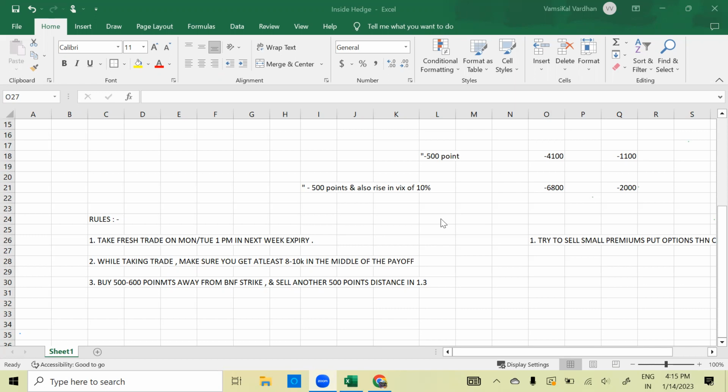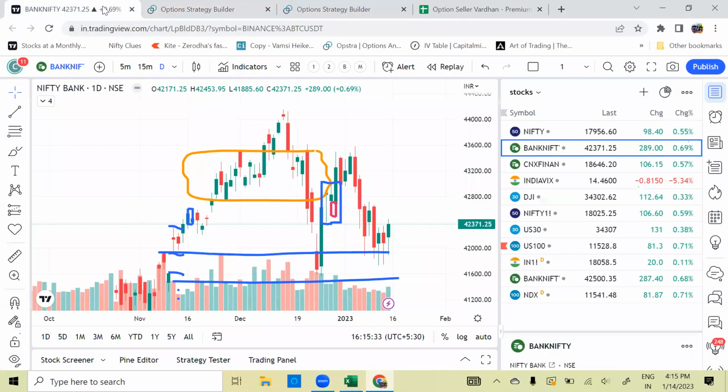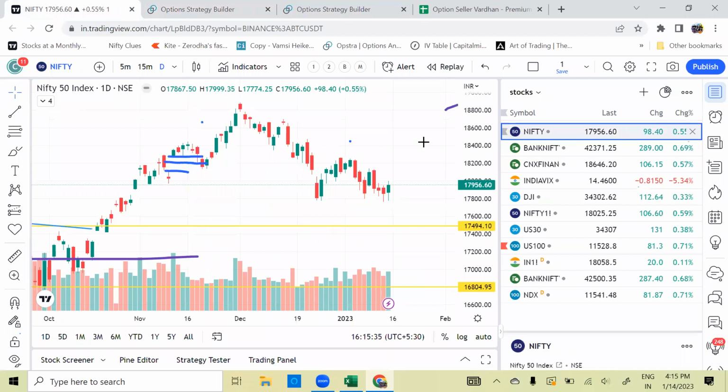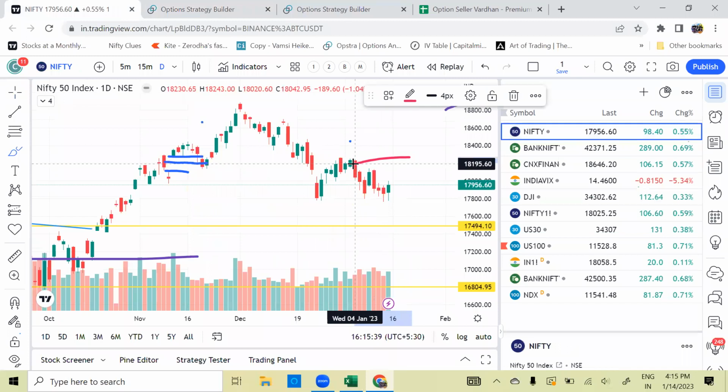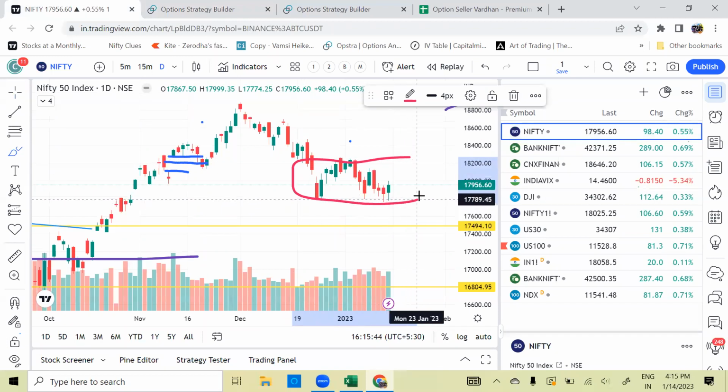This other point is important, like try to sell small premium put option. Then also sometimes if market is little weaker, okay, little weaker means, so right now Nifty is trading at 7950. So it is in this range. Presently Nifty is trading in this range. This is the range of Nifty presently.